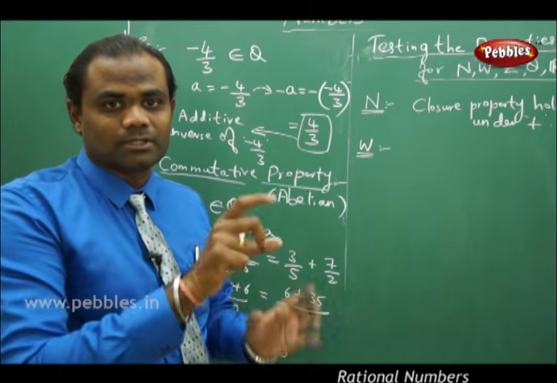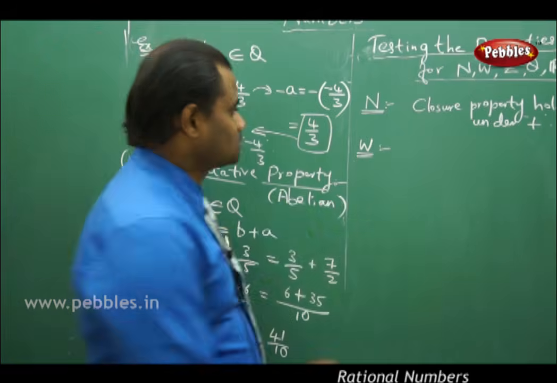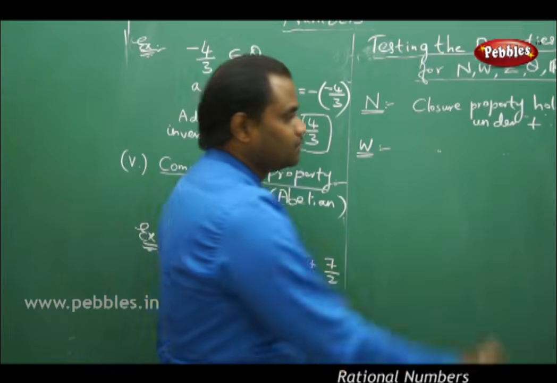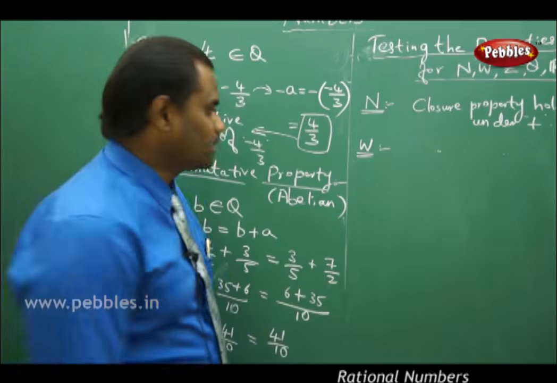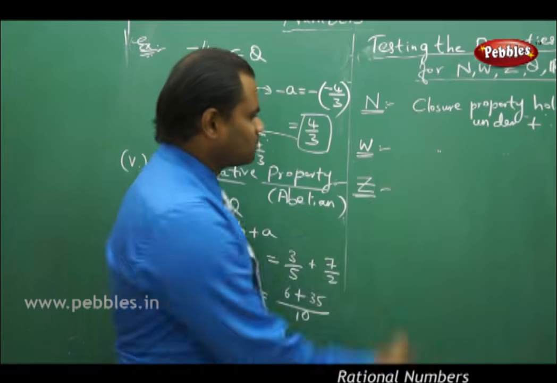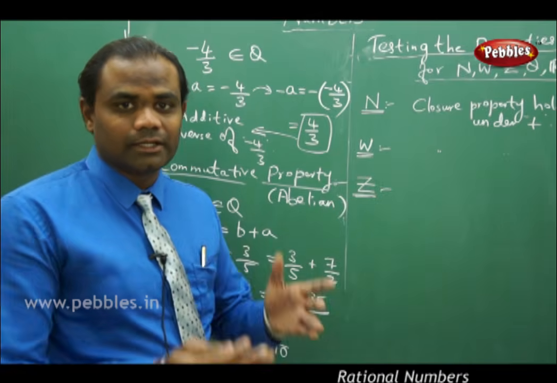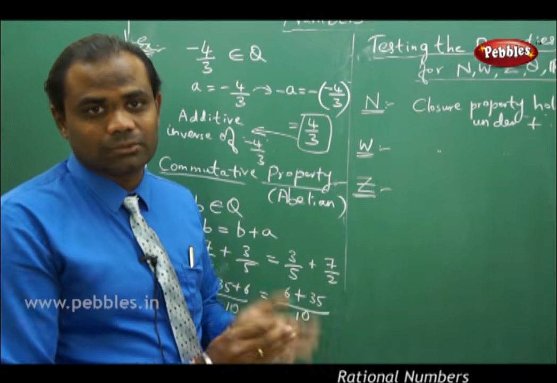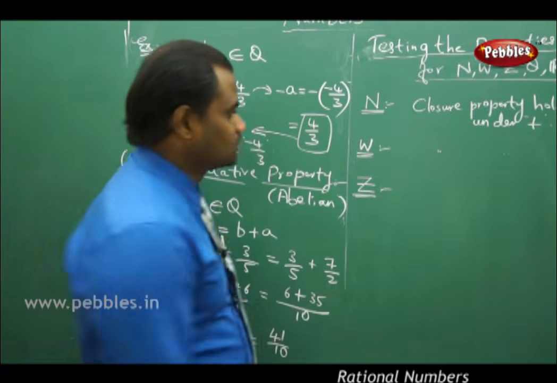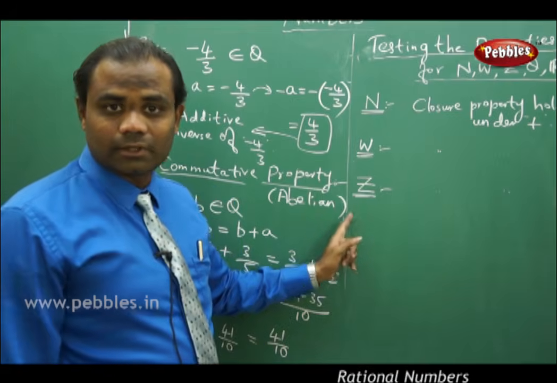You take any two numbers, say 0 and 5. 0 plus 5 would be 5, which is a whole number. So closure property holds even in whole numbers under addition. Next, integers. Does closure property hold for integers under addition? Yes, you take any two integers and just add them, you get back again a new integer. So therefore closure property holds under addition even for integers.